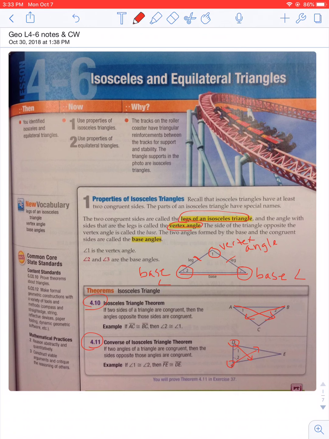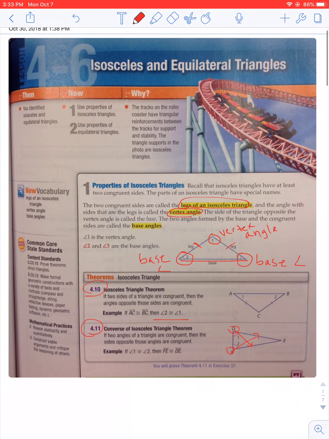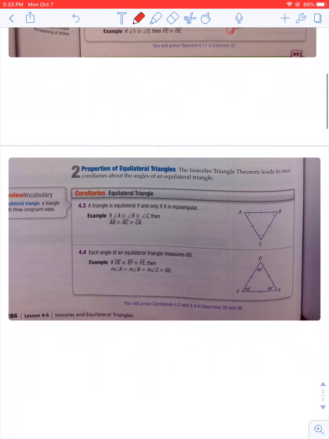4.10 is the opposite. It says if two sides of a triangle are congruent. So let me erase that so you can actually see. You see the sides are congruent. So because of that, we can say then that angle 2 is congruent to angle 1. The base angles are congruent. So commit that to memory. It's a real important couple of theorems to know.